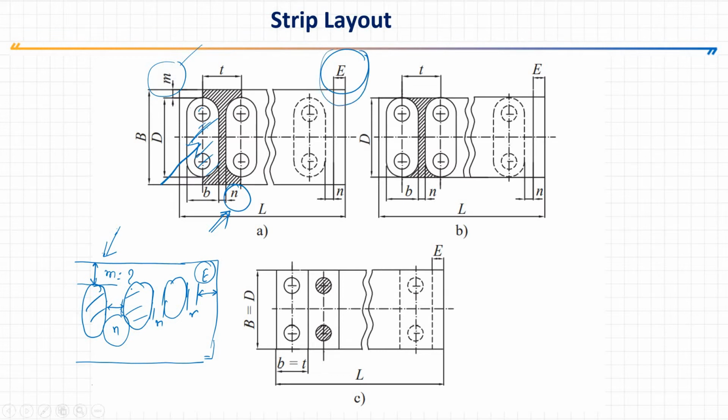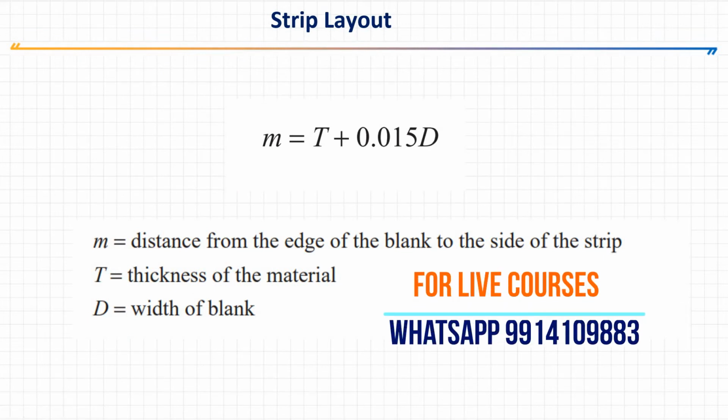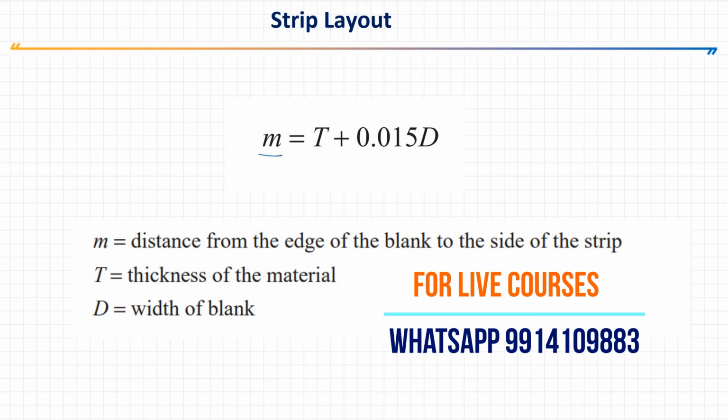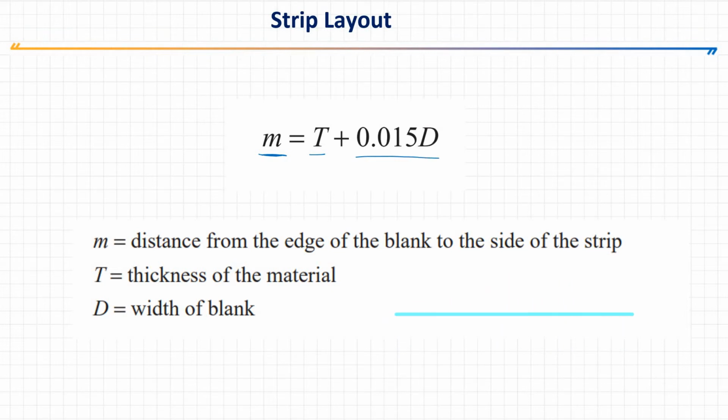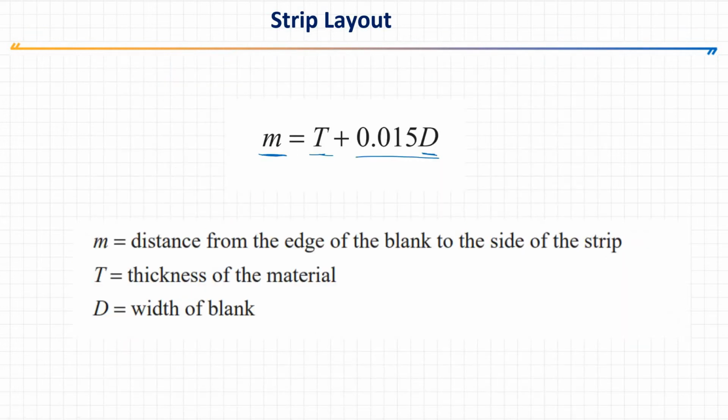Now I'm going to the second slide, and you can see that the value of m, from the edge side, is t plus 0.015 d. Here t is the thickness of the material, and d is the width of the blank, that is the distance. You can see here d means from here to here, that is d. Clear? Just observe with some concentration and you can find it. Like this we can calculate m.